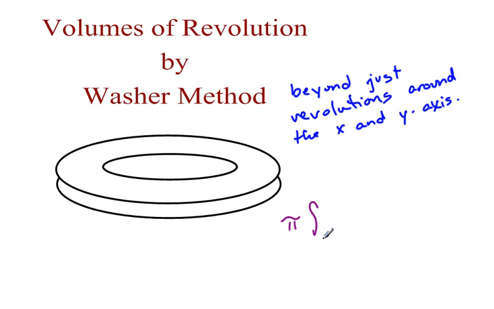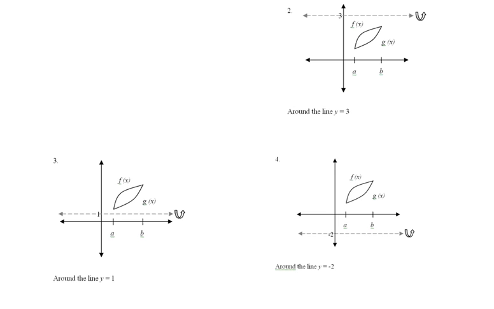We had pi, the integral from a to b, our big radius squared minus our small radius squared times dh, where h is that width of my washer. You have this in your homework handout, and we're going to fill this out right now to look at the different cases. But really, I want you to see all three of these as the same case.